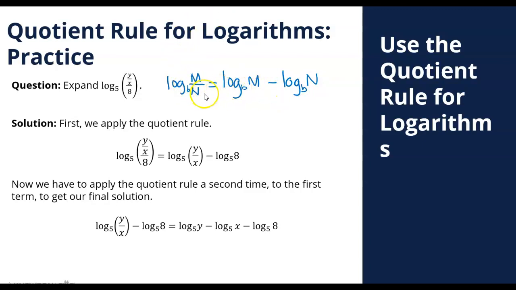So applying this property, we can rewrite this expression as log of y over x minus log of 8 base 5. And then we can apply the quotient rule again for this expression. So applying the quotient rule for the logarithm of y over x base 5, we can write that as log of y base 5 minus log of x base 5 minus log of 8 base 5.